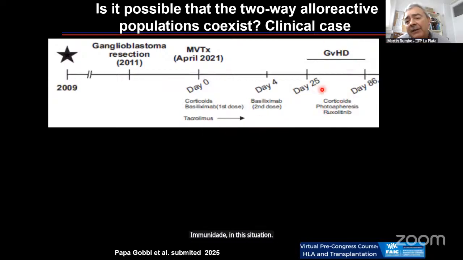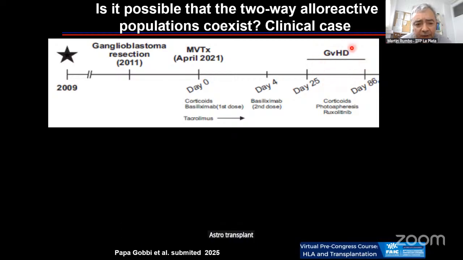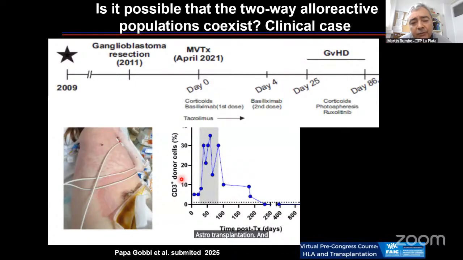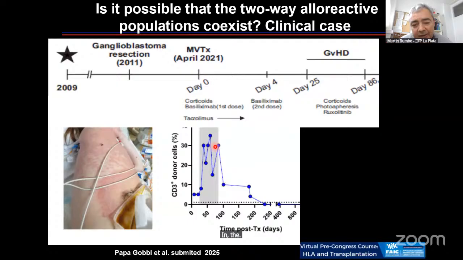And she developed a graft versus host disease in the first month after transplantation, with a skin rash and a high percentage of donor-derived cells. So she received enhanced immunosuppressive treatment to control this graft versus host disease, and you can see here the drop in the chimeric proportion of cells in circulation.